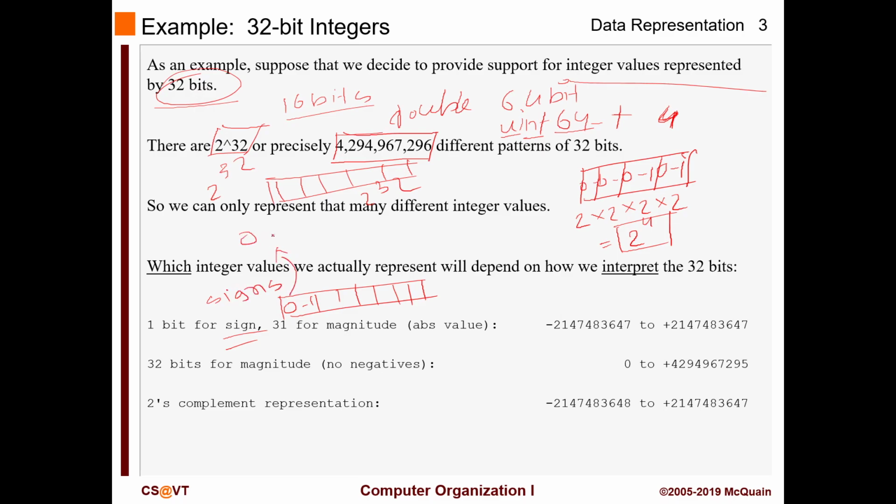If it is 0, then it's a positive number. If it's 1, it's a negative number. So whenever you're using a normal integer, it's going to be signed. But if you're using something like an unsigned, then you're going to use all of the bits. So basically there's not going to be any negative.